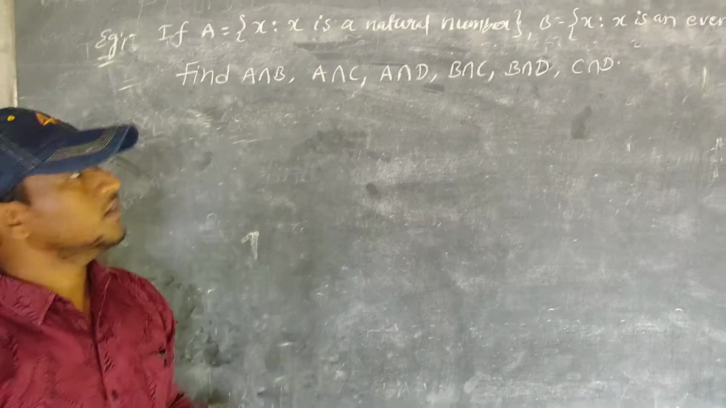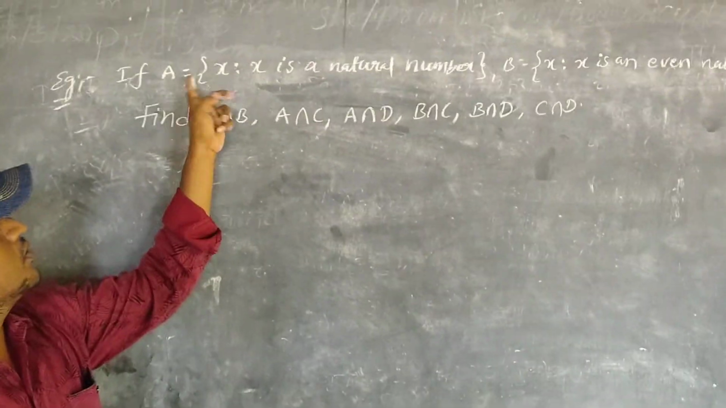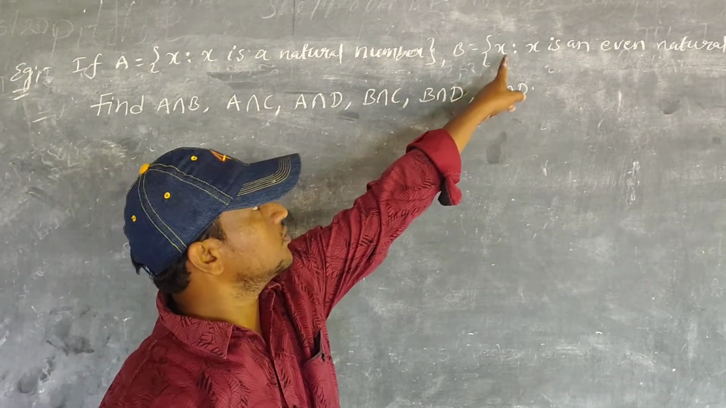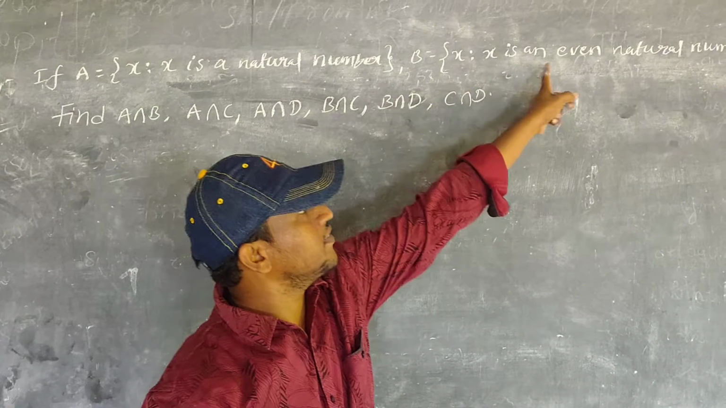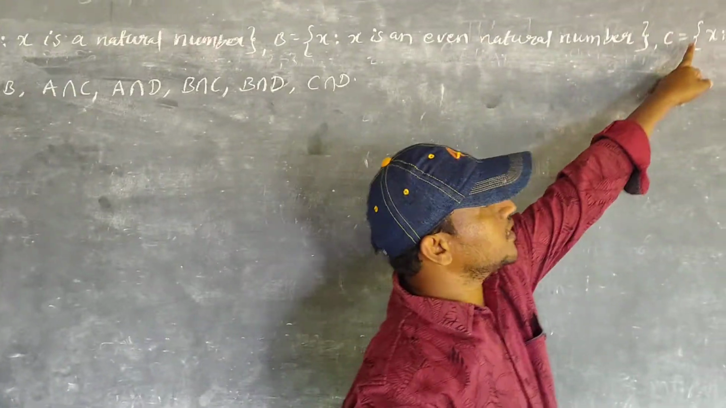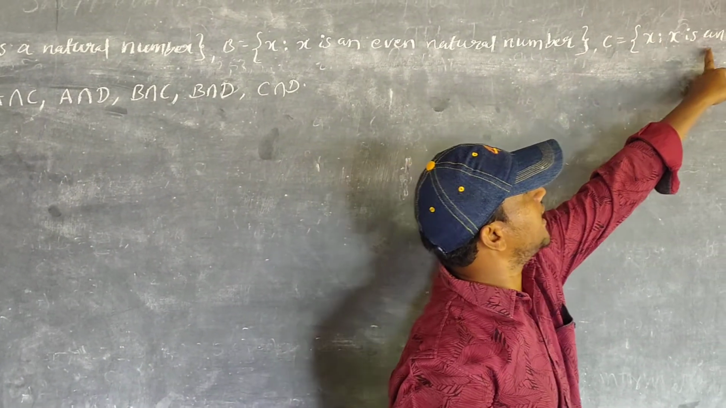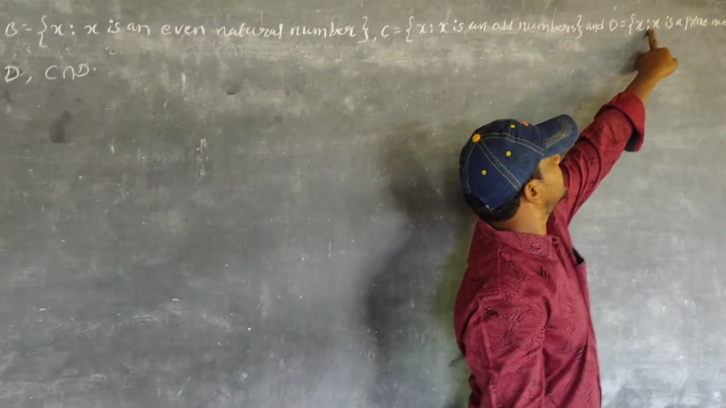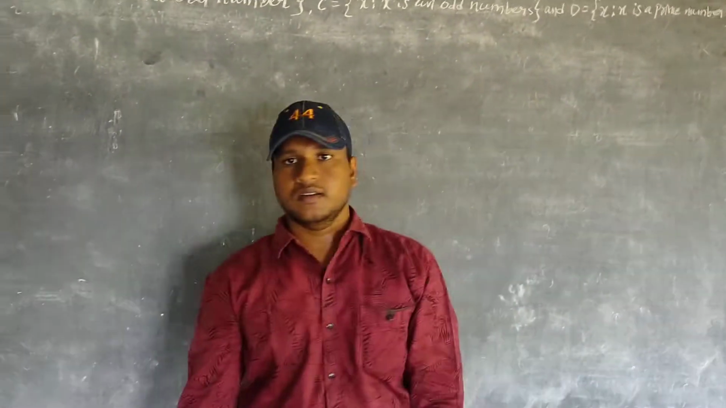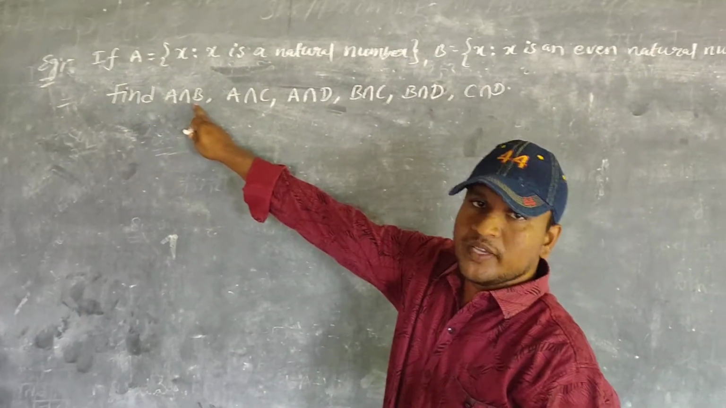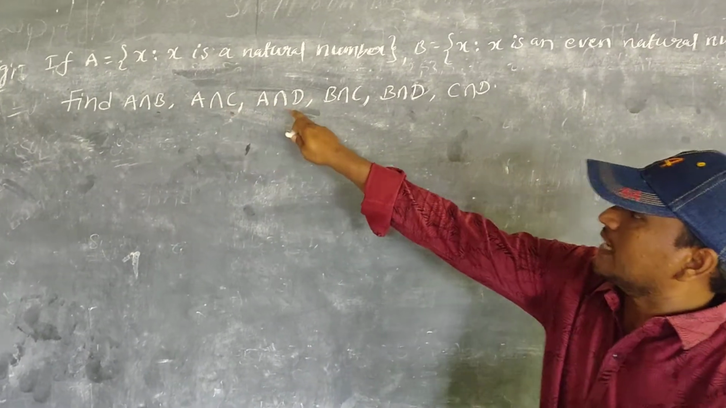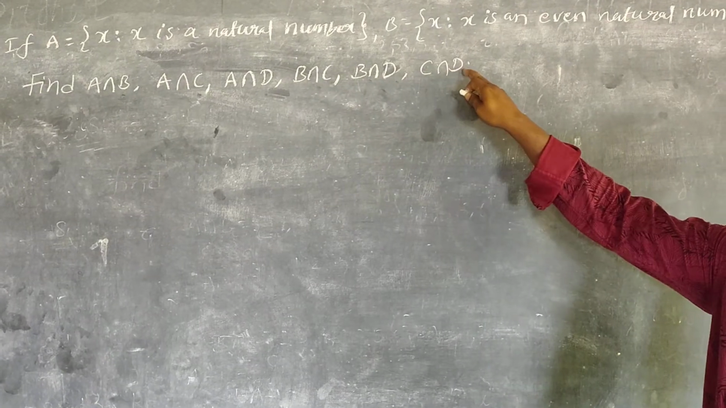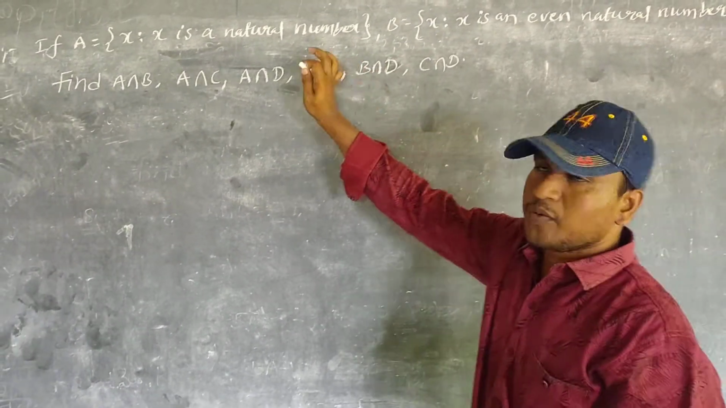Okay, another example. If A is equal to {x such that x is a natural number}, and B is equal to {x such that x is an even natural number}, and C is equal to {x such that x is an odd natural number}, and D is equal to {x such that x is a prime number}. Then find A intersection B, A intersection C, A intersection D, B intersection C, B intersection D, C intersection D. A very important problem.